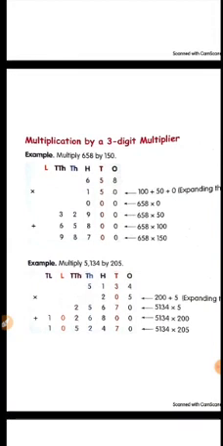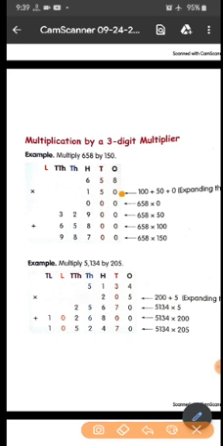Example, multiply 658 by 150. 658 is a multiplicand and 150 is a multiplier. So we will expand the multiplier as 100 plus 50 plus 0. Now we will arrange them in columns and start with the ones place number, which is 0. Whenever we multiply any number by 0, we get 0. So all the 3 numbers here become 0.